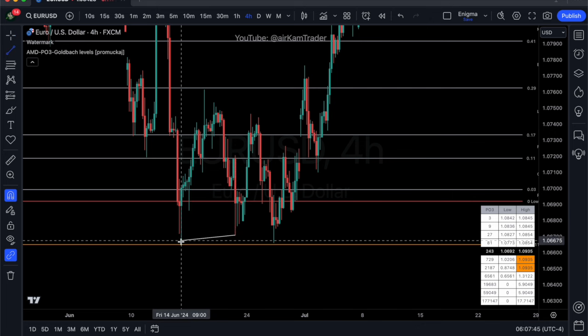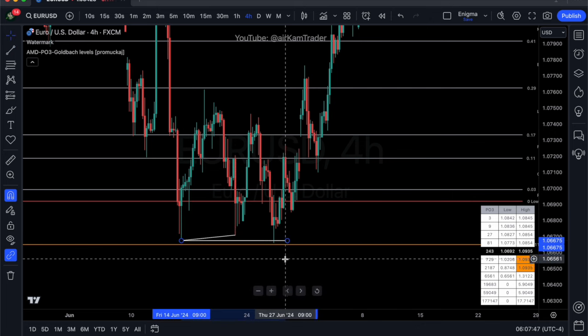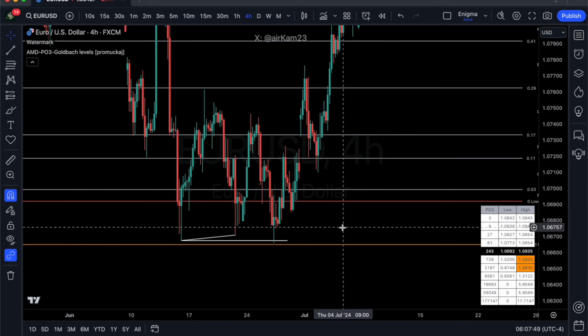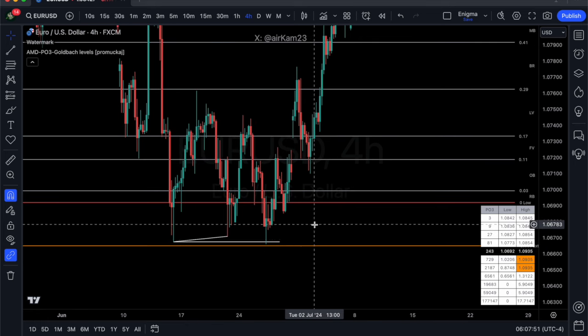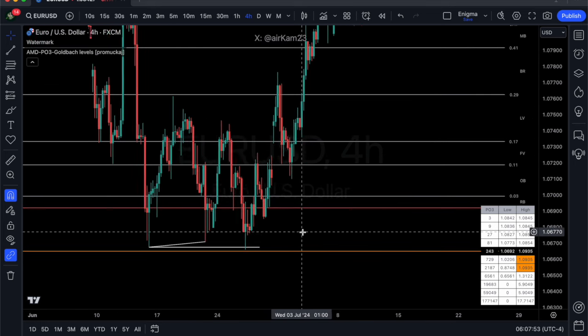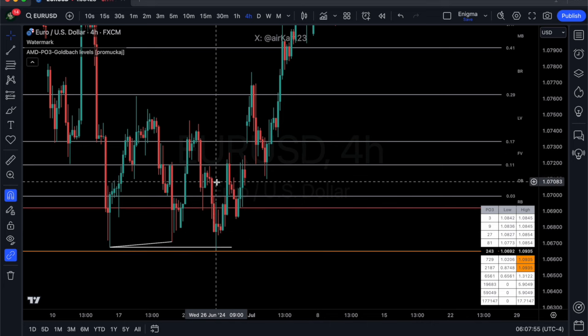Relatively equal lows were swept into the extension. Right, this is a very big clue that an algorithm may take off. Relatively equal lows swept into the extension.